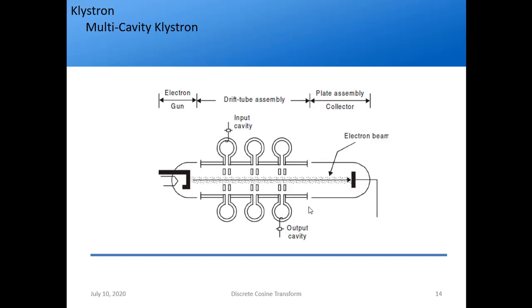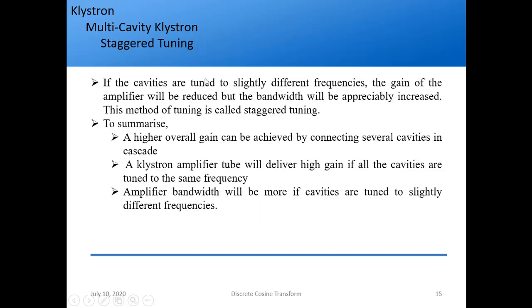Now, ideally all the cavities are identical, so they all resonate at the same frequency. But if we tune them to slightly different frequencies by changing the dimensions, then the gain of the amplifier will be reduced, but the bandwidth will be increased. That means the percentage bandwidth we saw will be increased, so from narrow bandwidth we can go to broad bandwidth. This method of tuning is called staggered tuning.